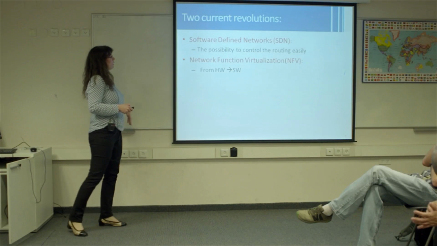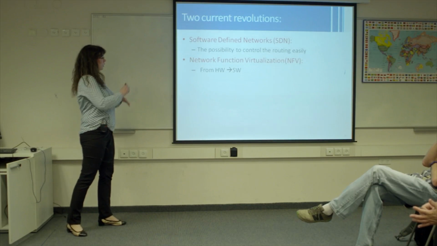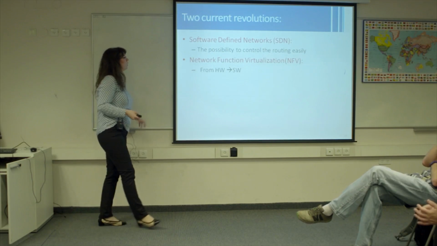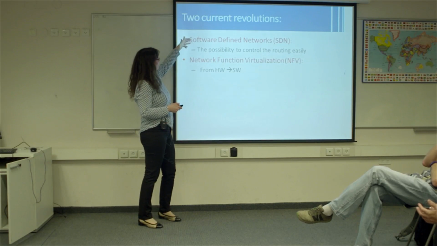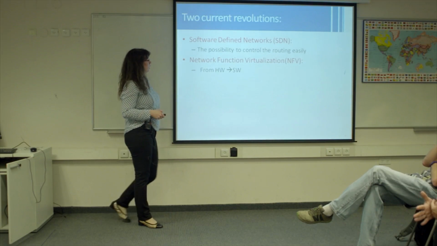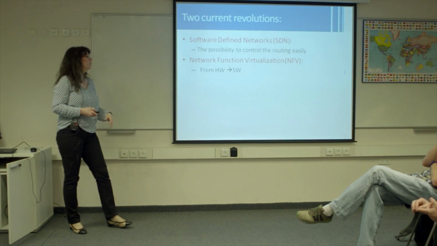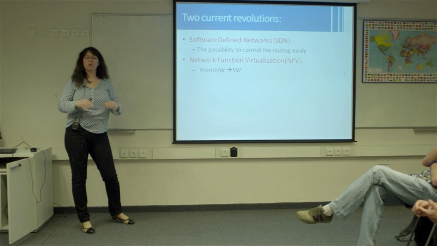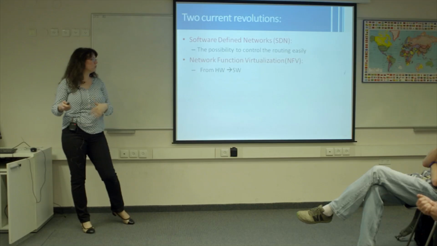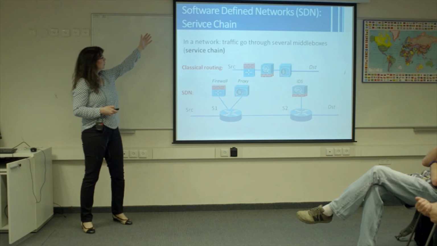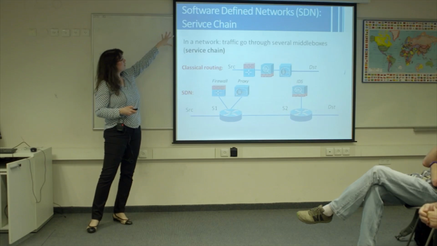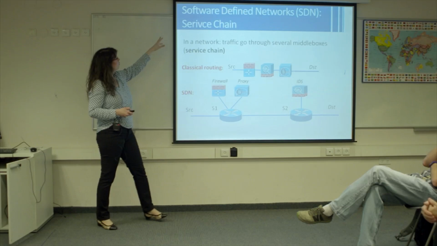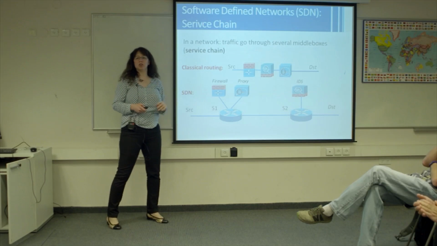So what are SDN and NFV, and how do they influence middle boxes and deep packet inspection? Software-defined networking gives you the ability to control the forwarding easily, and network function virtualization means that you will move from hardware middle boxes to software middle boxes. And the fact that there is SDN influences a lot how you implement service chains.